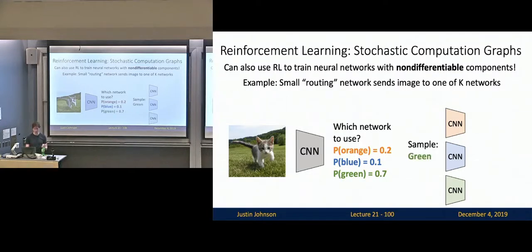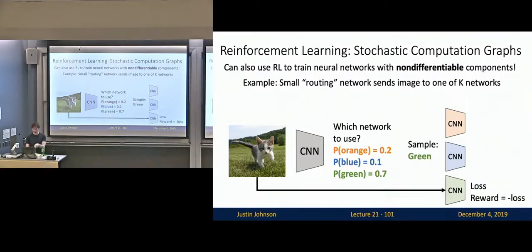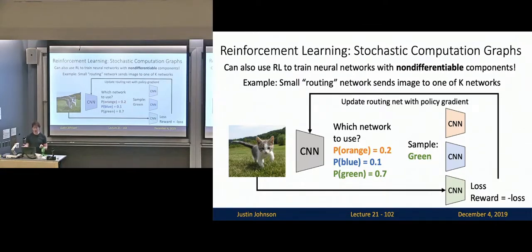So then we could sample from this distribution, sample maybe the green network, and then feed the image to the green network, get a classification loss, and now treat that loss as a reward, and then use a policy gradient method to use the loss of the second network to actually perform a policy gradient update on that first neural network that was doing the routing.